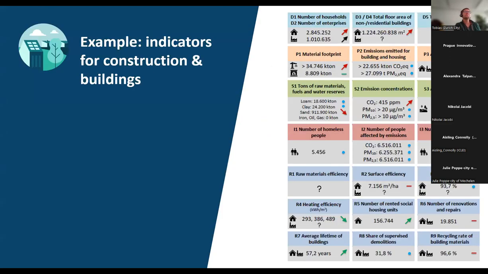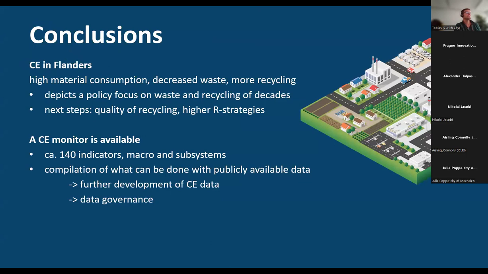And then we got a range of indicators, like you can see here for the construction and building system. We tried to put together numbers that tell something about where we are heading. I'm not going to dive deep into the conclusions that are specific for Flanders. The major thing is that the monitor clearly showed, okay, we do quite well on certain topics, like Elmer already indicated. We decrease on waste production, recycling is increasing, but still we're consuming lots of materials.